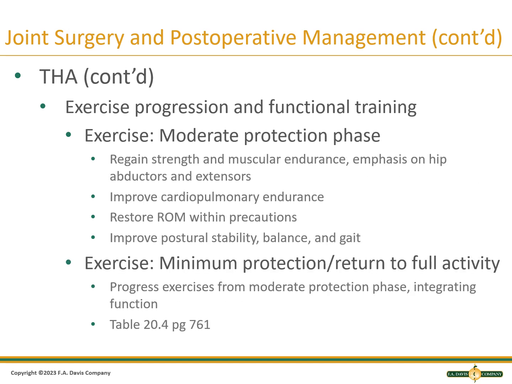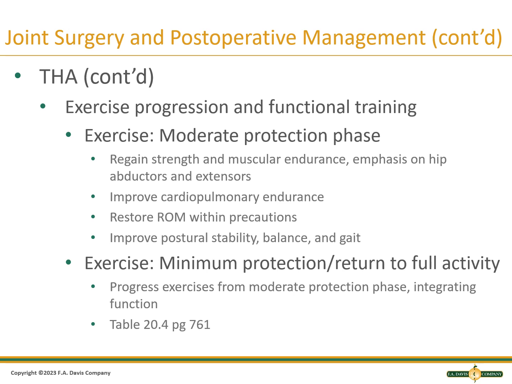During the moderate protection phase, we want to regain strength and muscular endurance with a special emphasis on our hip abductors and extensors. We want to improve cardiopulmonary endurance in these patients, especially considering that the limitations they were experiencing prior to having a total hip arthroplasty have likely resulted in some aerobic deconditioning. We want to restore range of motion within the patient's precautions. So again, pushing them to have as much mobility and flexibility as they can, as long as it is within the allowed ranges so that the prosthesis isn't at risk of dislocation.